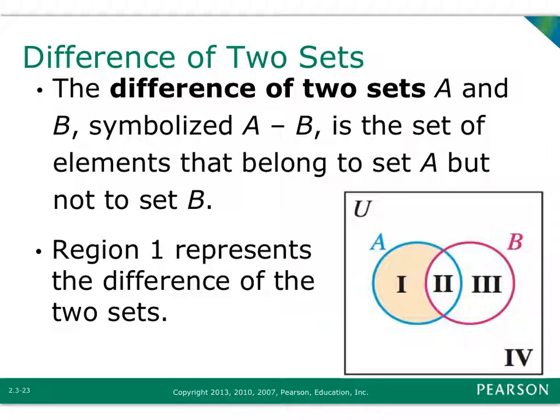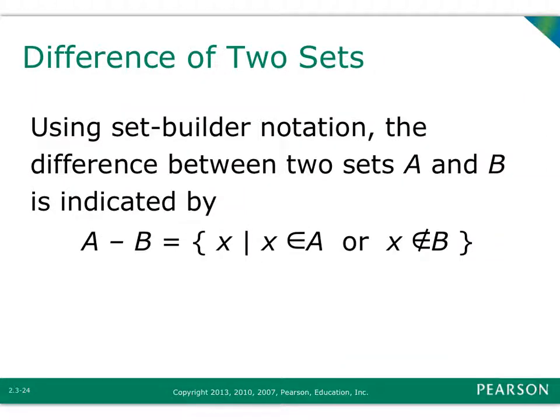The difference of two sets A and B, symbolized A minus B, is the set of elements that belong to set A, but not to set B. So region 1 represents the difference of the two sets. Using set builder notation, the difference between two sets A and B is indicated by A minus B equals X such that X belongs to A and X does not belong to B.